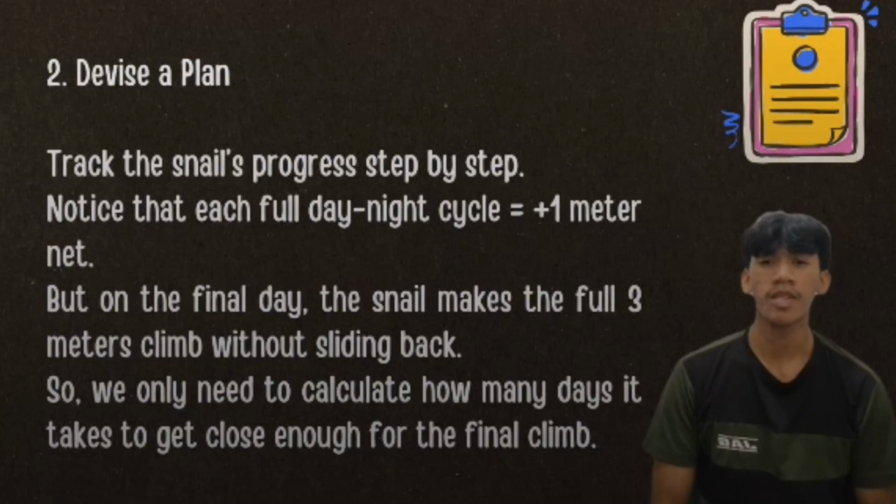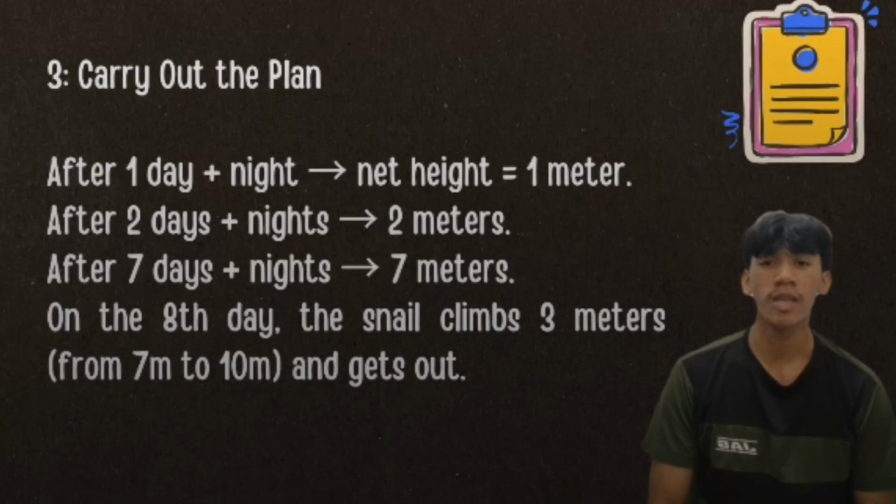So the second step is to devise a plan. We'll track the snail's progress step by step. Each full day-night cycle adds 1 meter to its height. When it's close enough, the final climb of 3 meters will bring it out of the well. So step 3.